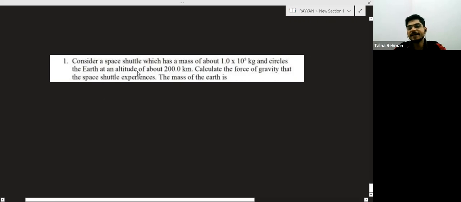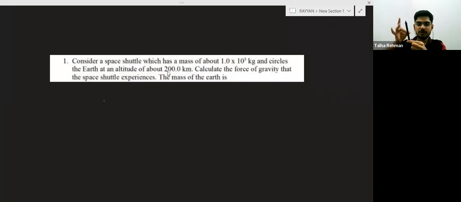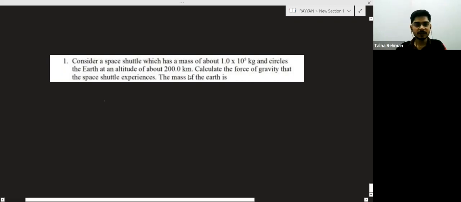It circles the earth at an altitude of about 200 kilometer. You have to imagine the situation. This is my space shuttle, and this is the surface of the earth. After a certain height, this space shuttle is rotating around the earth, at about 200 kilometer. Circles the earth means rotating around the earth at an altitude of 200 kilometer.